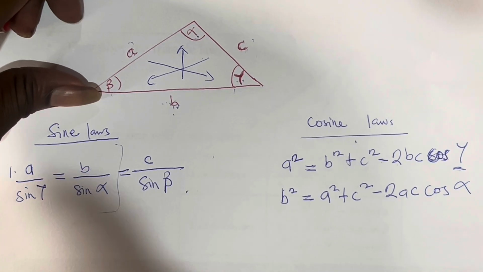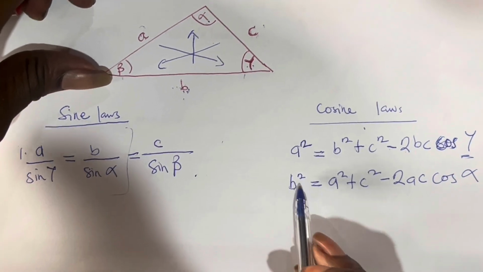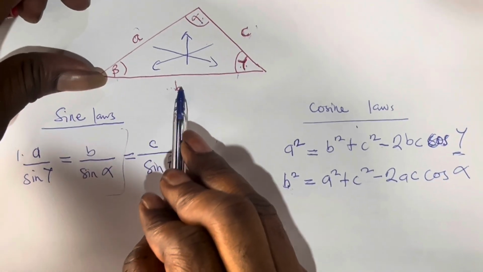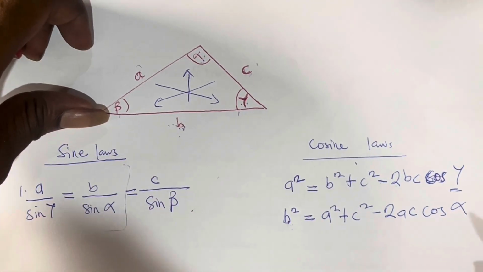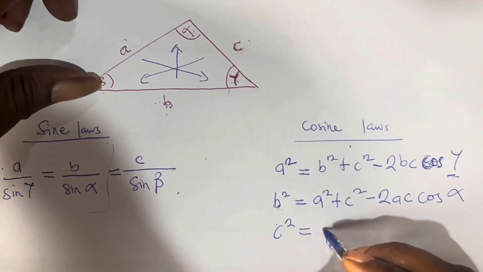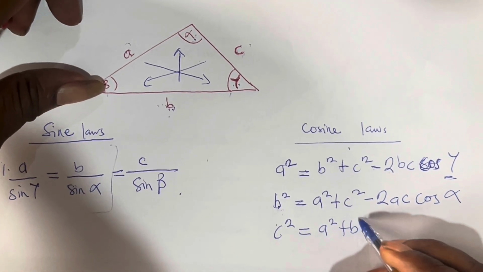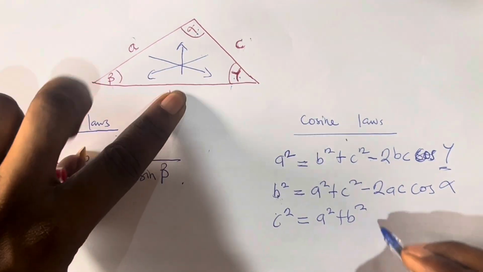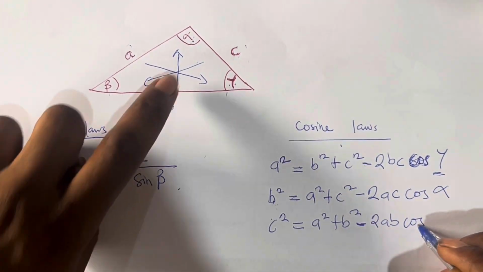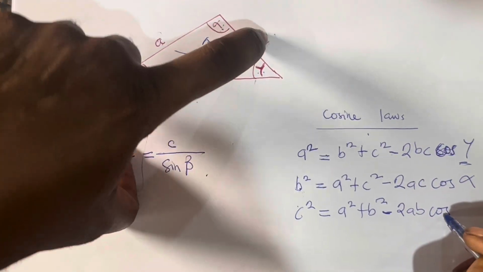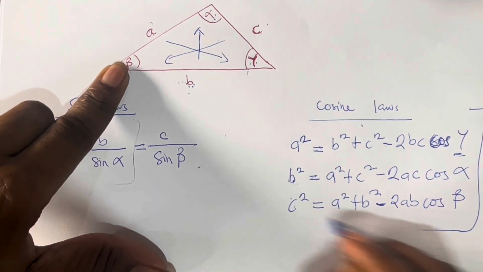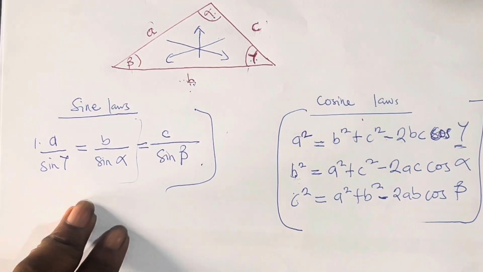Are we getting it? Or better still, the angle that is directly opposite to the side we are finding. Alpha is directly opposite to the side we are finding. That one will make it very simple for you. And also, if I want to find C squared, it is equal to what? A squared plus B squared minus 2AB cos the angle that is between A and B, or the angle that is opposite to what? The C we are finding, which is what? Beta.